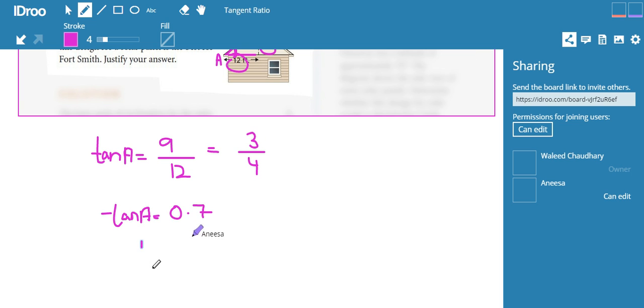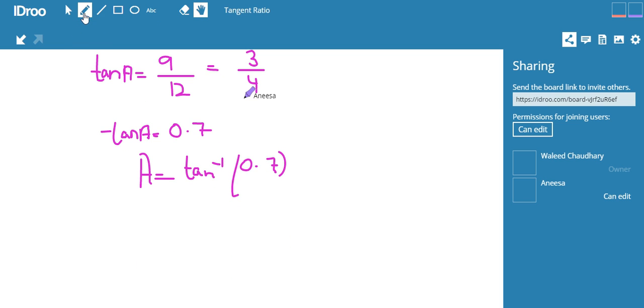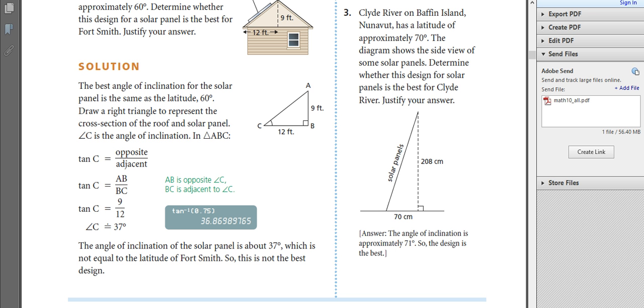Now what's the next step? A equals tan inverse. Tan inverse of 0.75. Now find it out. Tan inverse 0.75, what did you get? 36.86.